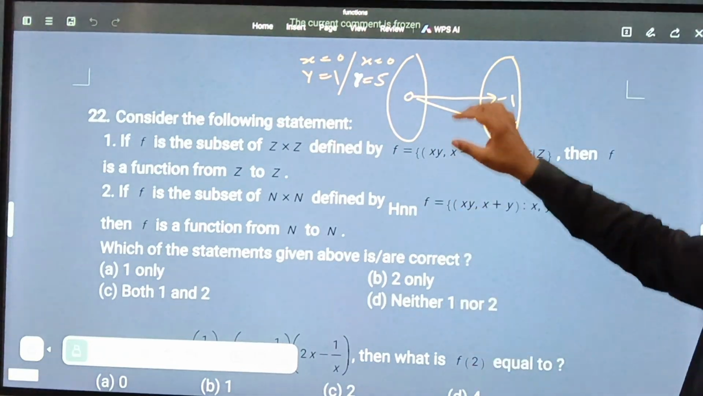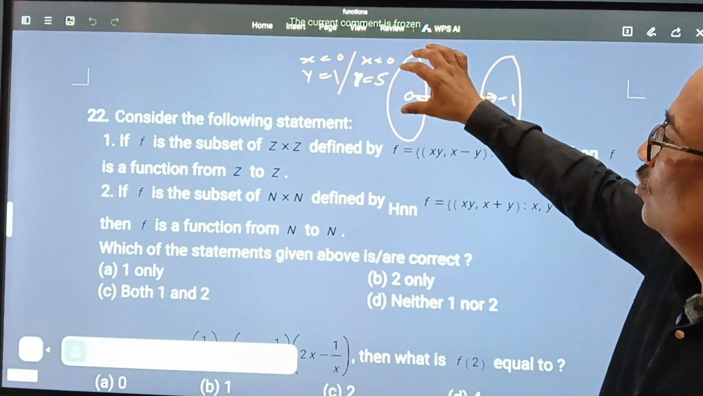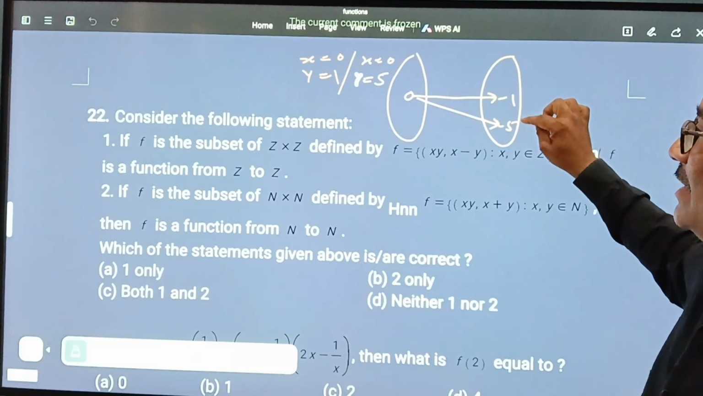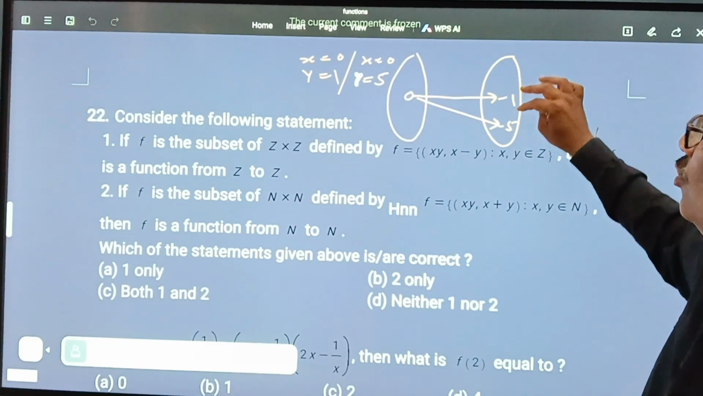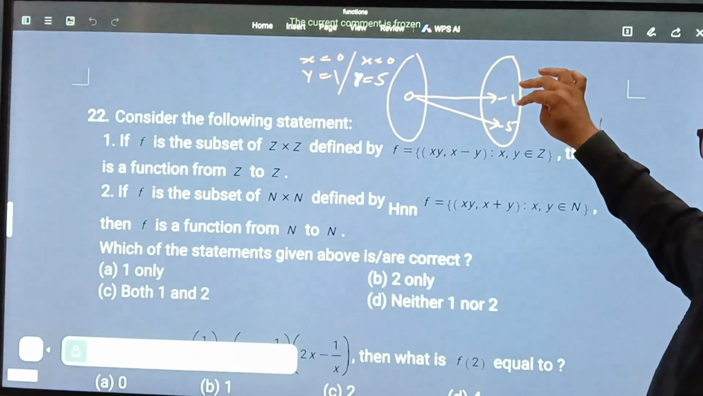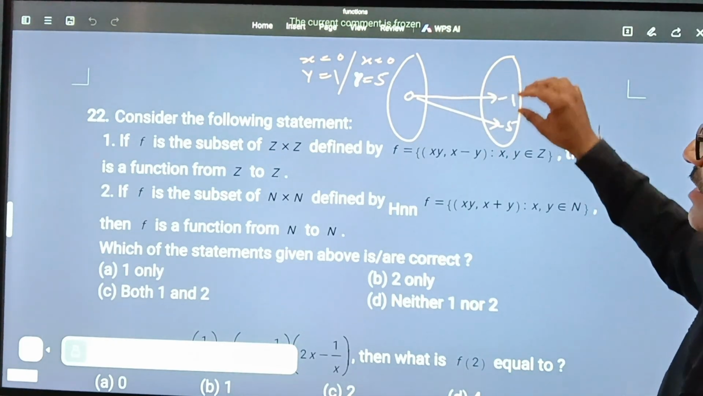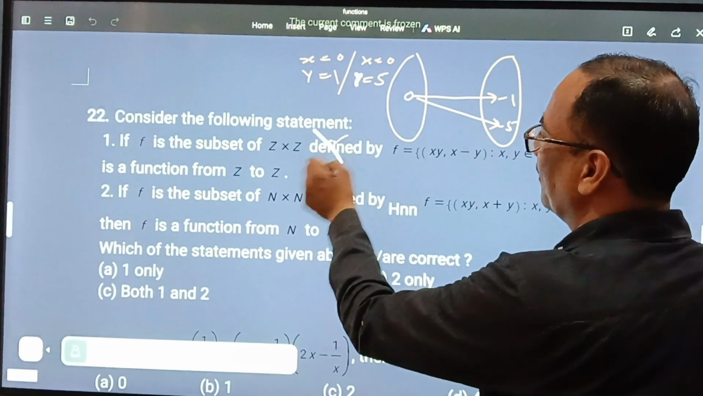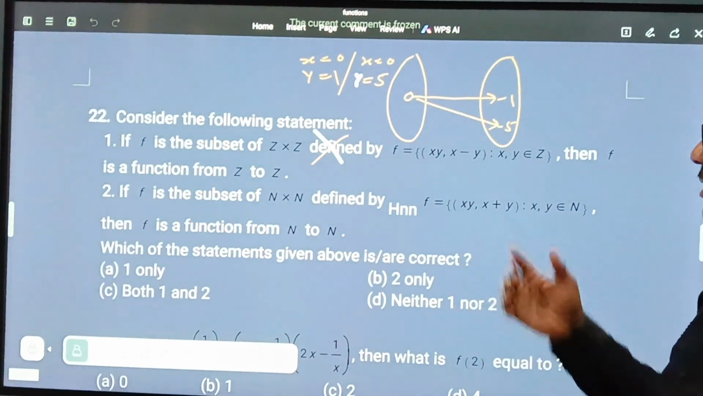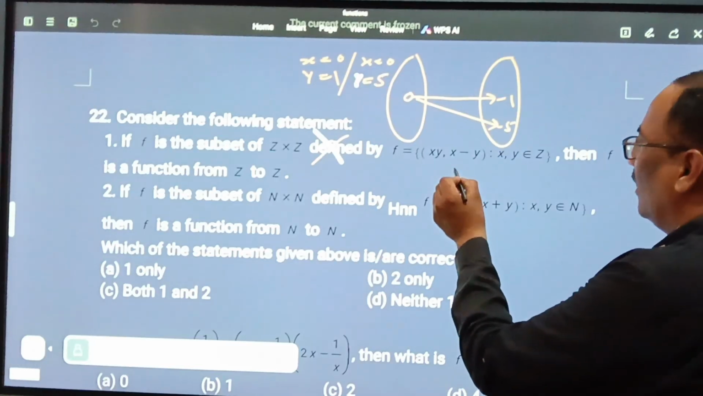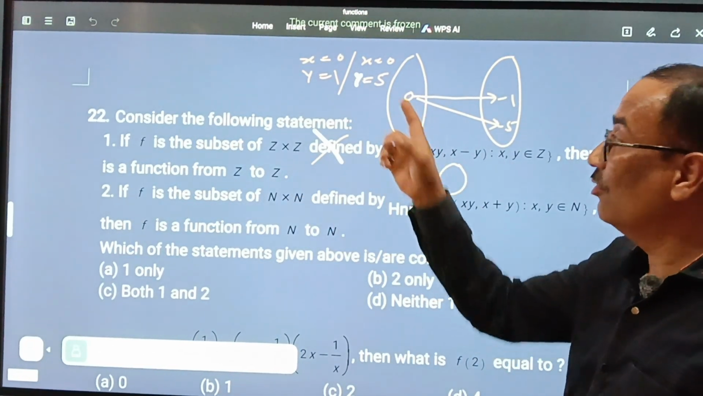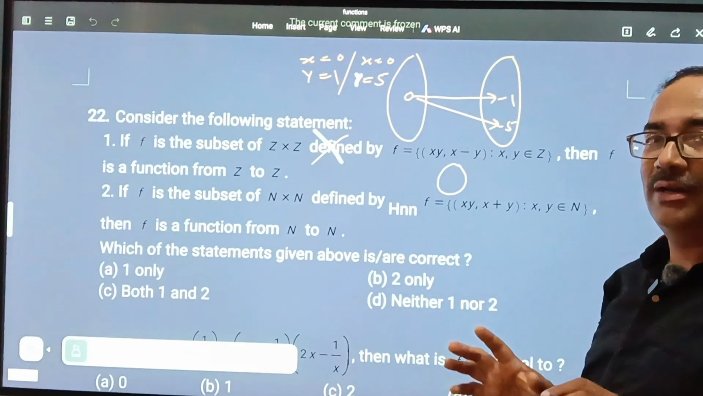So one of the elements which belongs to the domain set has image minus 1 as well as minus 5, that is 2 images are there, not a unique image. So this is not a function. The first one is not a function. Now we can take the next definition. By this definition, it is clear this is defined from N cross N, not including 0. Natural numbers are there.